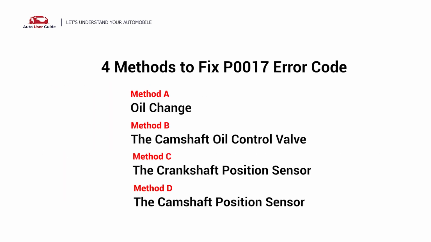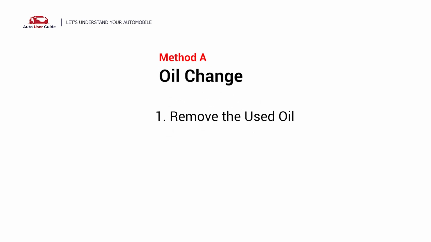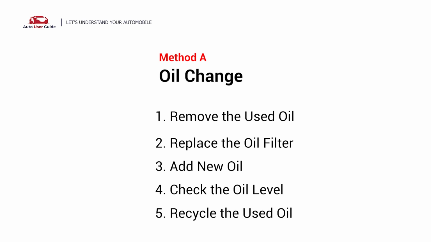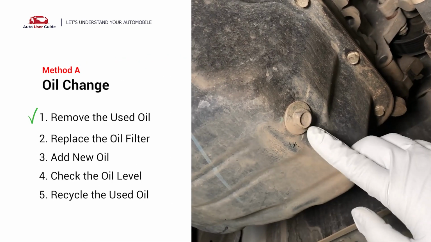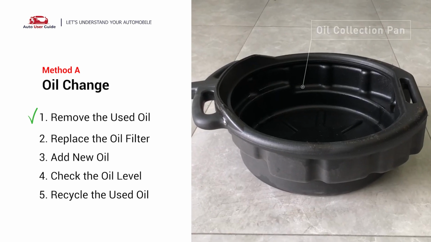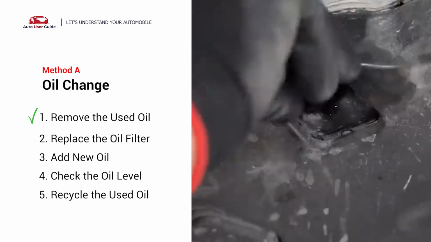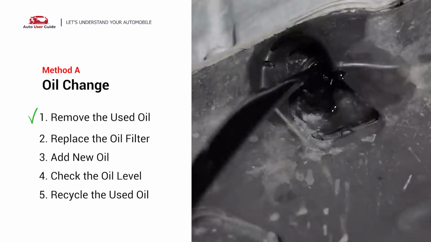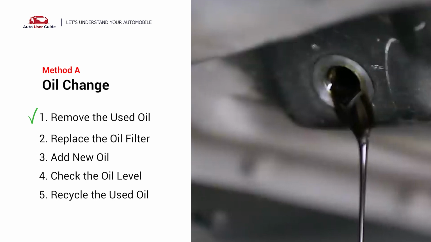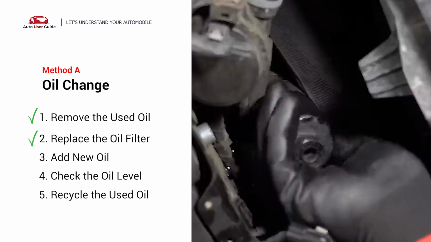Here are 4 simple DIY methods you can try to solve this problem. Method A, oil change. Locate the oil drain plug on your vehicle and place an oil collection pan underneath it. Loosen the nut. Drain the engine oil. When the flow of the oil gets slower, use the oil filter wrench to loosen the oil filter.